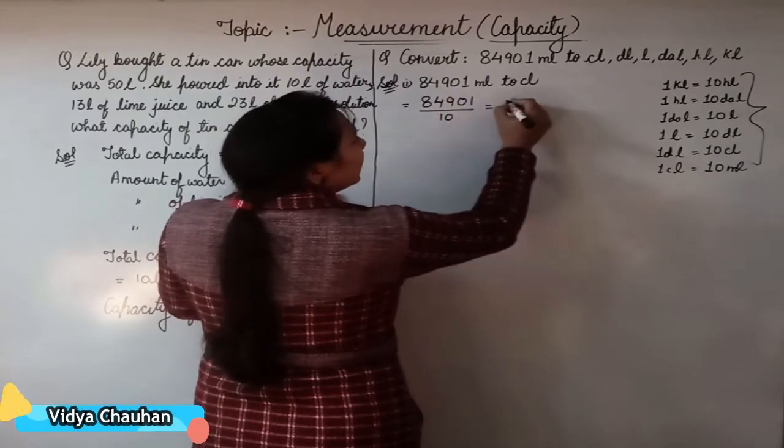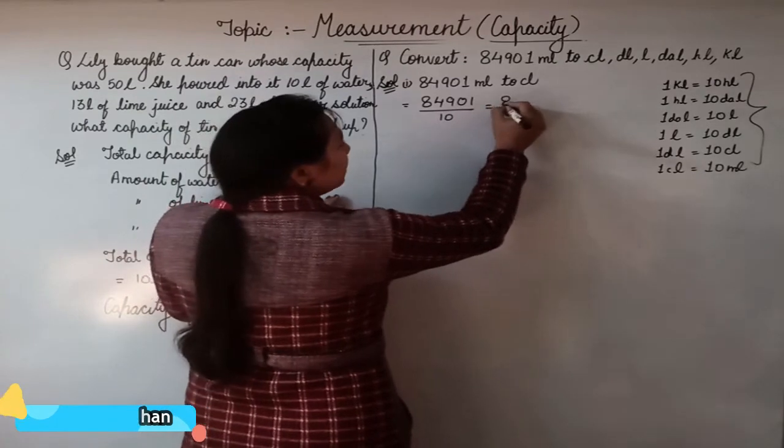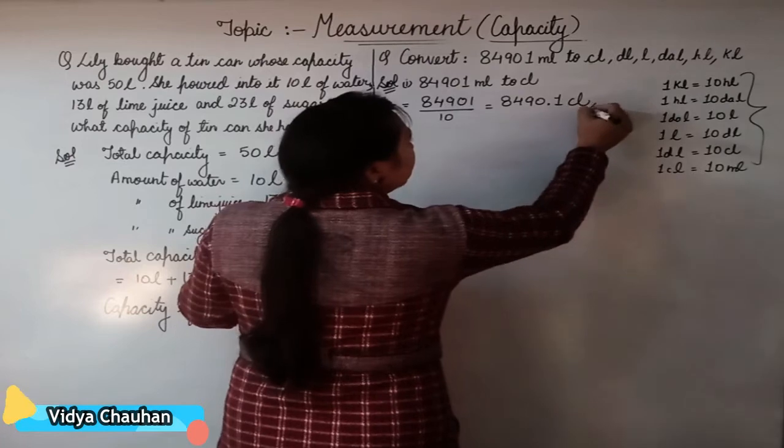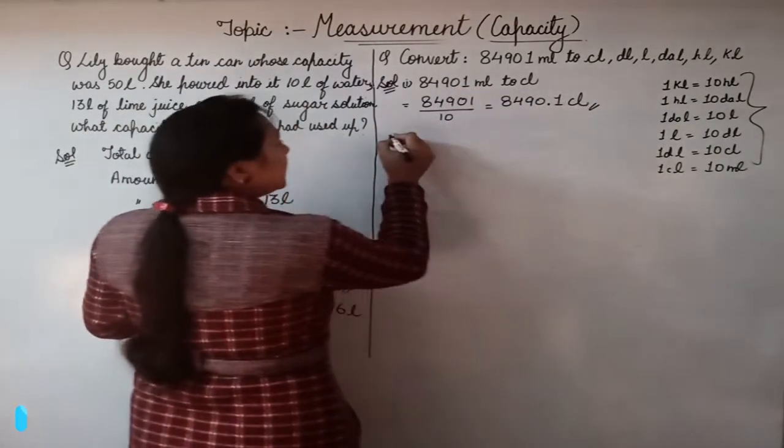So dividing it by 10, that means a 0 in the denominator. So decimal after one place. So it will be 8490.1 centiliter. So this is our first conversion from milliliter to centiliter.